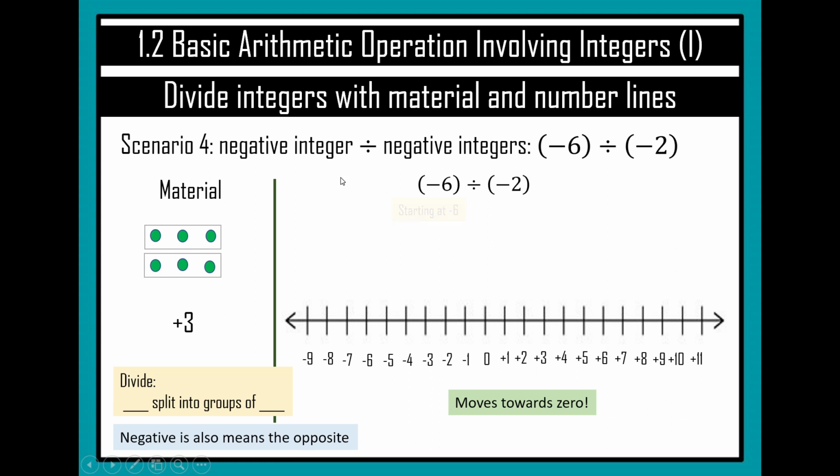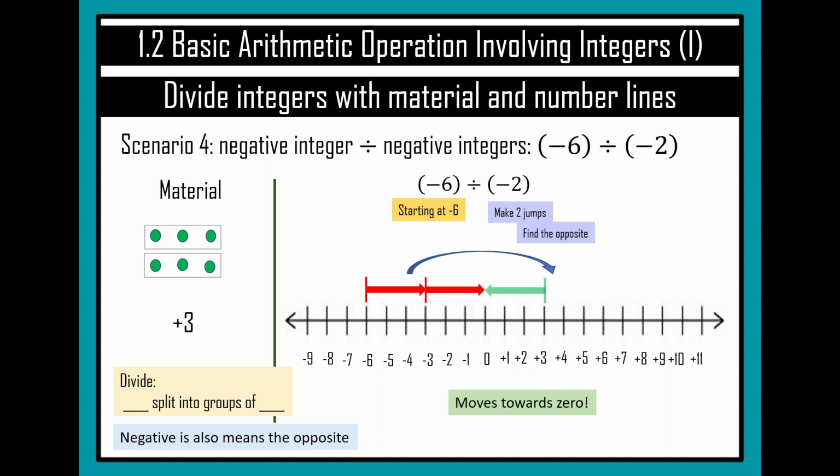On the number line, we're going to start at negative 6, and then I make 2 jumps. Because there is a negative, I need to find the opposite, which is by reflecting them. And each jump consists of 3, so it is a positive 3.